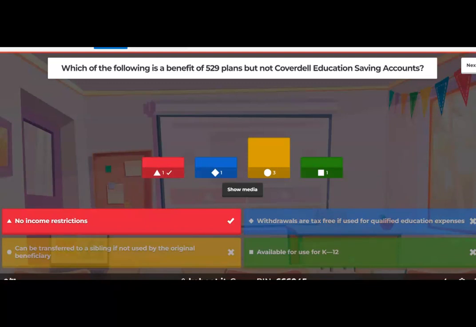Yeah, I think we kind of mentioned it earlier, right? With the 529 plans, there was no income limitation. Whereas with Coverdells, if your income is above a certain dollar amount, you cannot contribute or use a Coverdell. So that is definitely an advantage of a 529 plan.